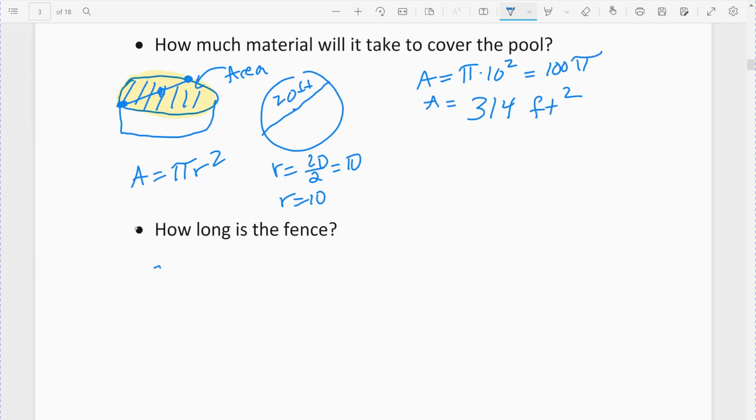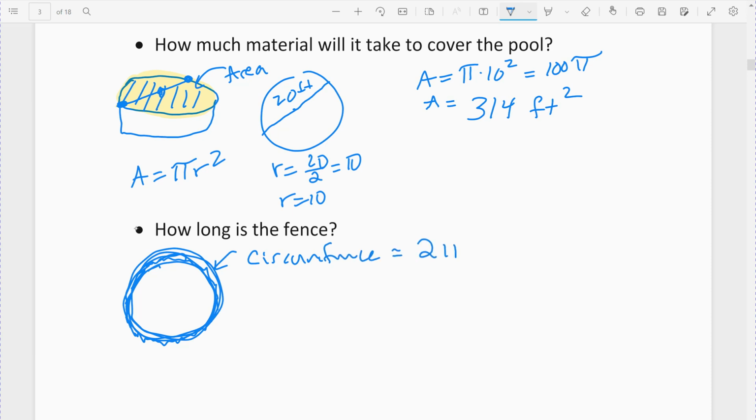Again, we've got our pool, and suppose we're looking down at the pool. The fence would be around the pool, right? That's the fence. We're going to assume the fence is snug right up against the pool, just going right around the edge of the pool. When we want to know how long the fence is, that's the distance around. That's the perimeter, or in the case of circles, the circumference, which is 2 pi r. You don't have to remember it, but look up circumference, the distance around. That's how much fence we need.